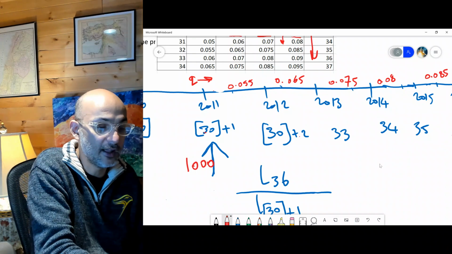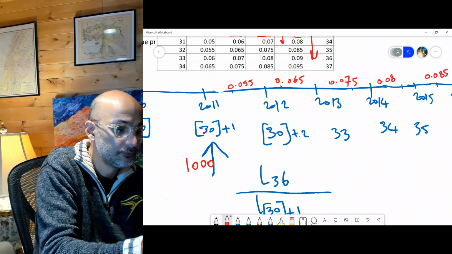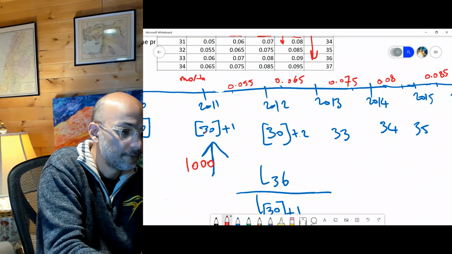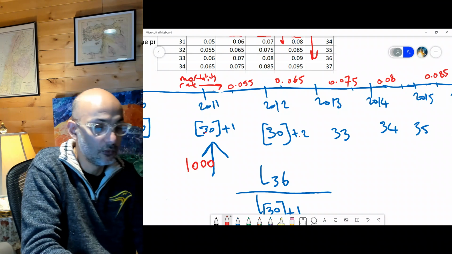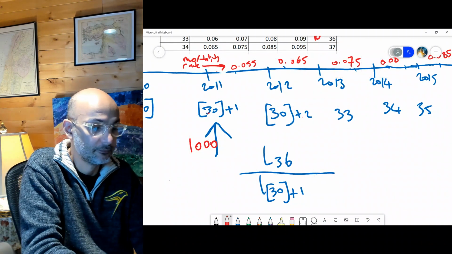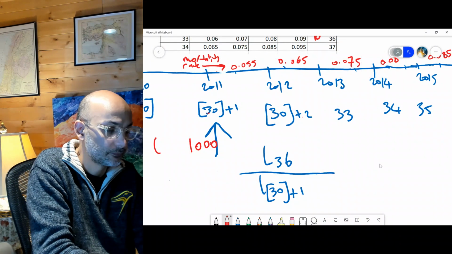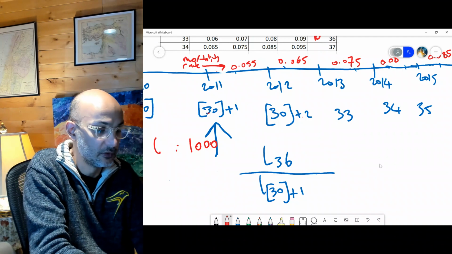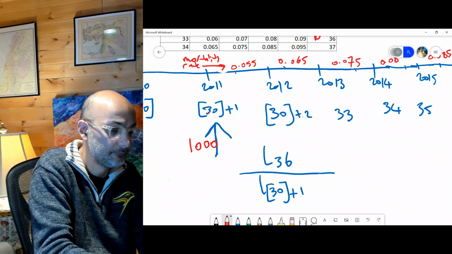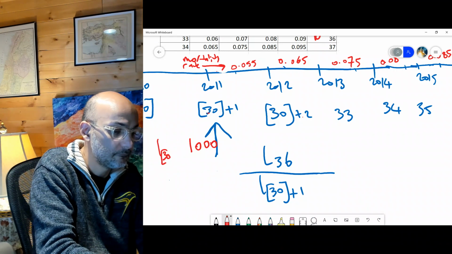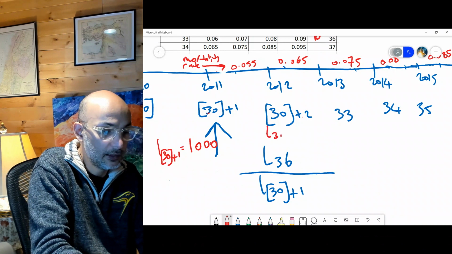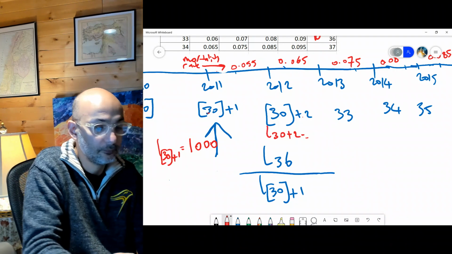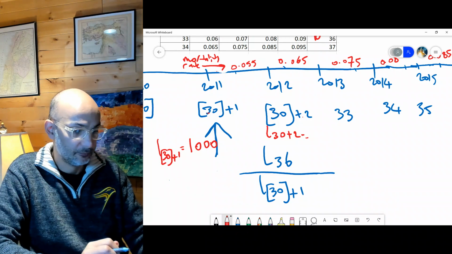Now, this is mortality. Let's write it. Now, we need LX now. The L here is 1000. So let's look at this one. So let's say we start with L30 plus 1. Now L30 plus 2. How do we calculate L30 plus 2?